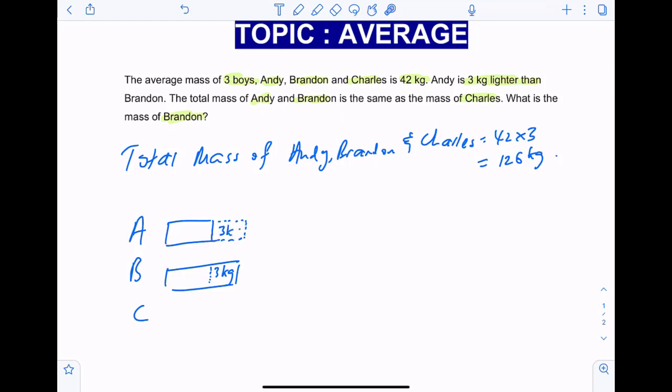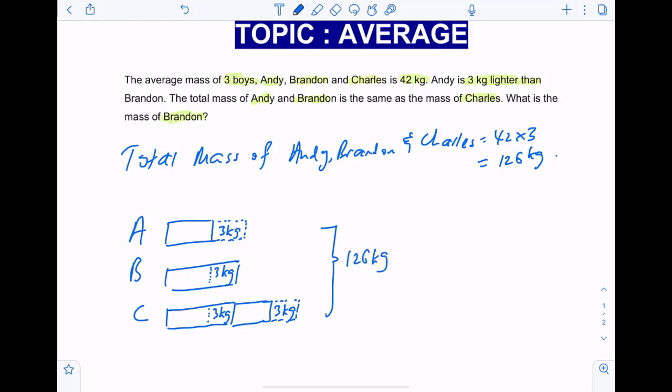And for Charles, we need to take Andy's and Brandon's. So we add these two up together, then we can get Charles' model. So for Charles, we will have one big box just like Brandon. Remember, this is 3 kg as well, okay? Plus, don't forget, we will add Andy's box as well. Andy's box is smaller. Okay, so this is Andy's. And at the end, we can put a dotted one here with 3 kg. Total mass of these 3 people, 126 kilograms.